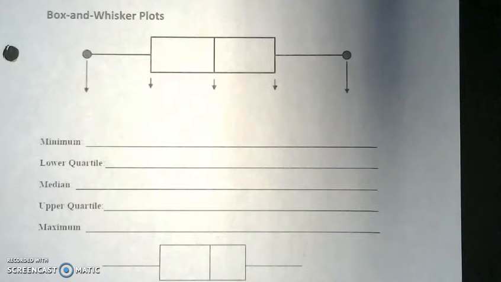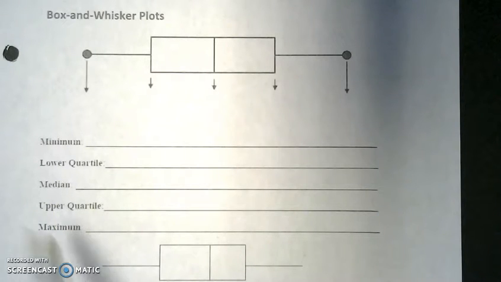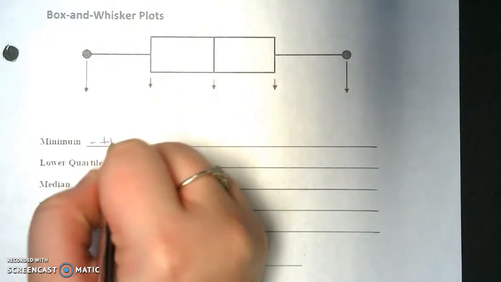Here are the notes for box and whisker plots. The very first thing is that we're just going to review the 5 words that we did yesterday in our notes. So the minimum is the lowest number.